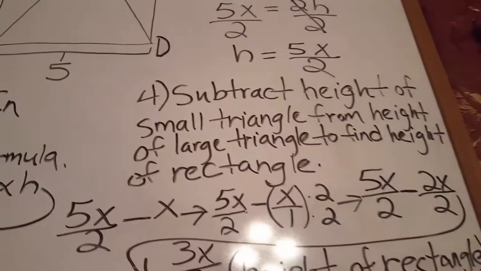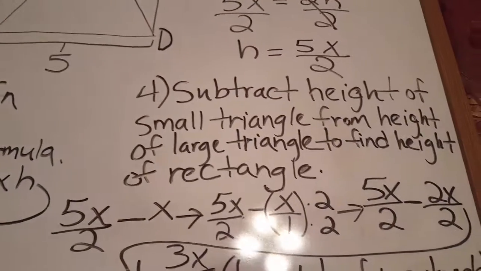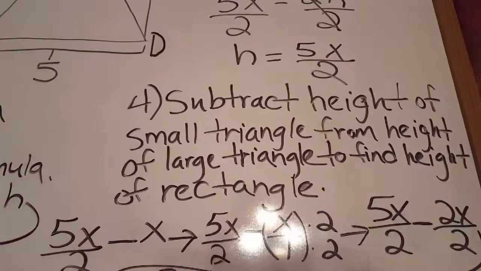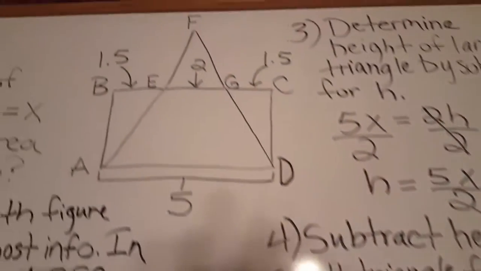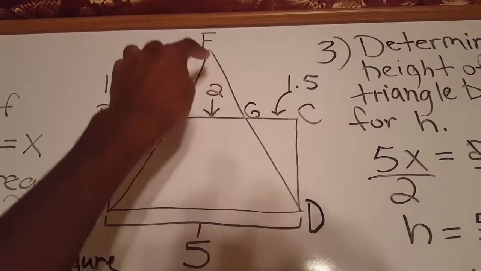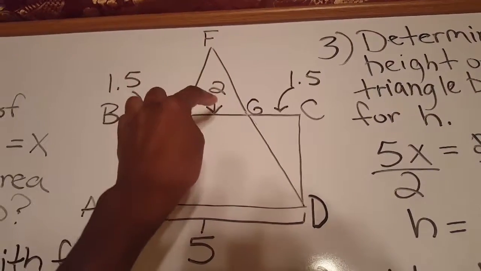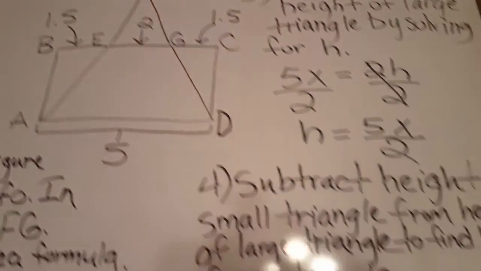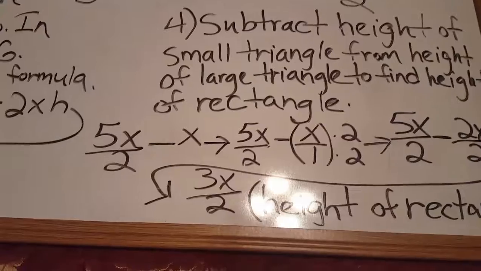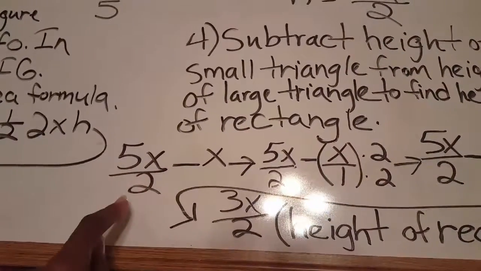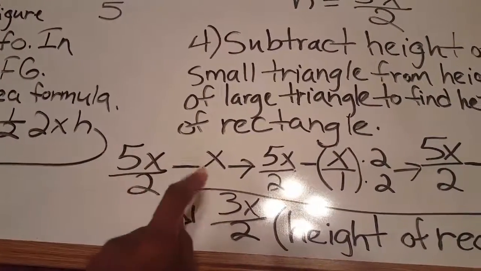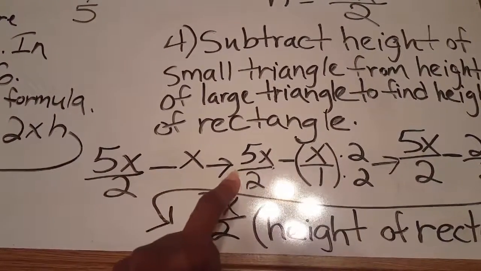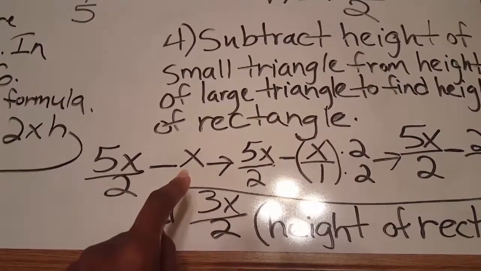So the next step here would be to subtract the height of the small triangle from the height of the large triangle to find the height of the rectangle, because you remember the goal was to find the area of the rectangle. We need to subtract this off of that 5x over 2 so that we can find out just this part. So here I'm saying 5x over 2, remember that's the height of the large triangle, minus x, which is the height of the small triangle, and I'm moving over here.